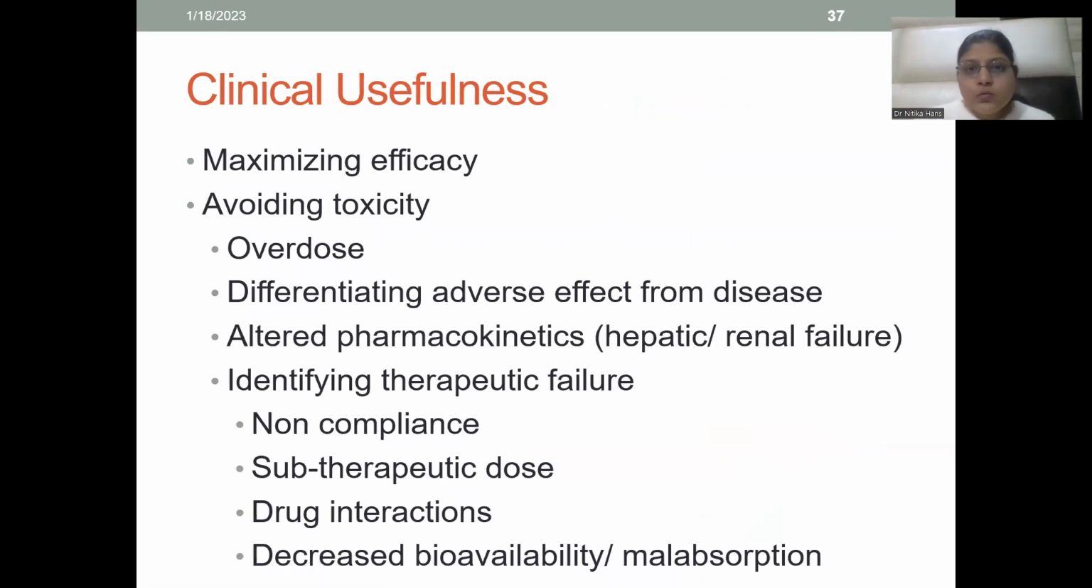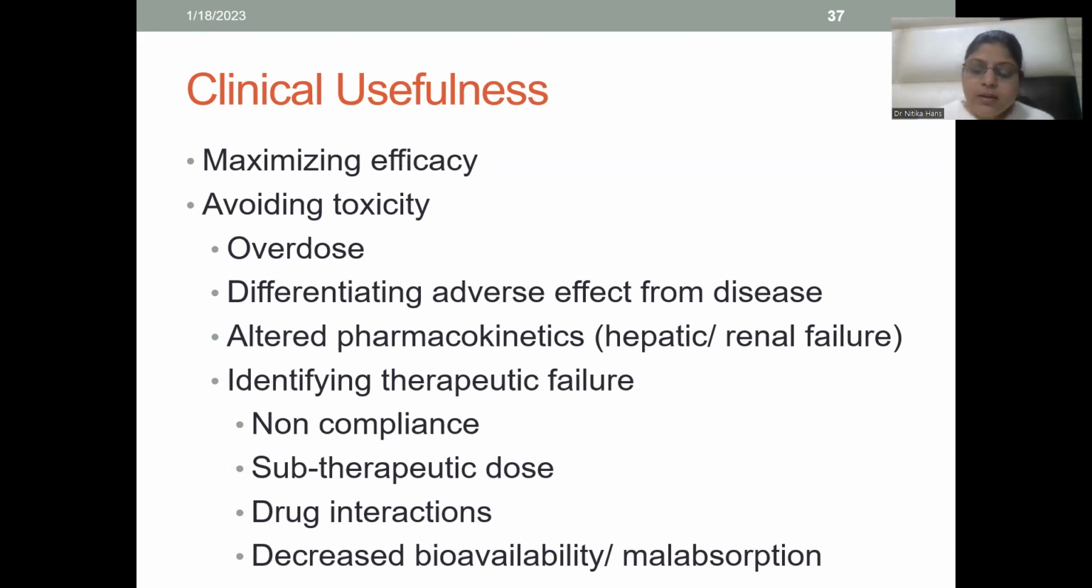Now, what is the clinical usefulness? It is maximizing efficacy. Means we know the therapeutic range, the minimum effective and minimum toxic concentration, so the dose levels which are most effective can be seen. Avoiding toxicity means we avoid overdoses. We differentiate adverse effects from the disease. Means if levels are high, it shows that the adverse effect has come from the drug rather than the disease. We can differentiate. With altered pharmacokinetics, like hepatic and renal failure, we can know through therapeutic drug monitoring.